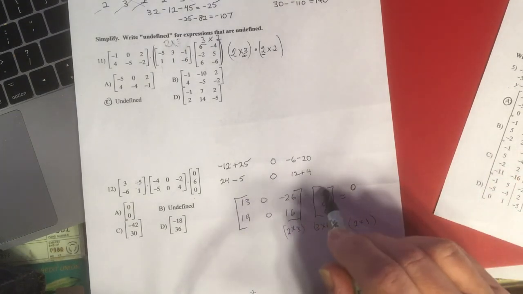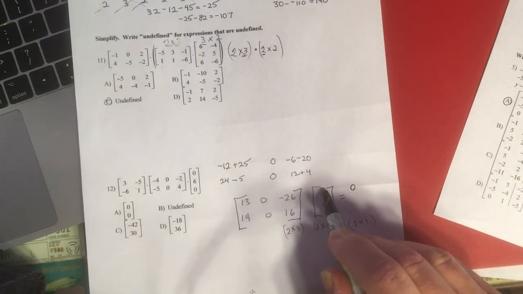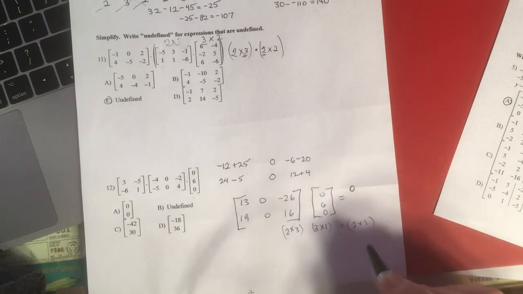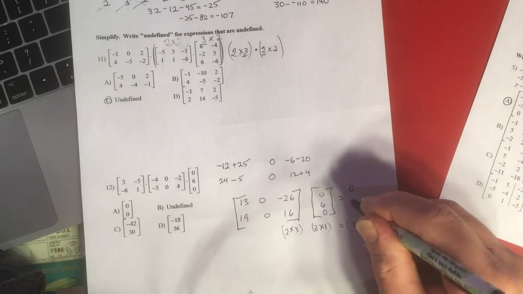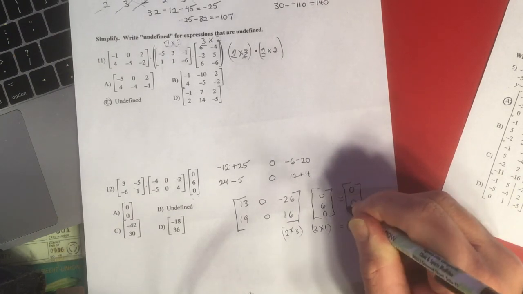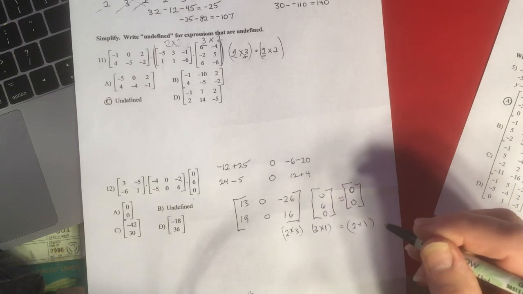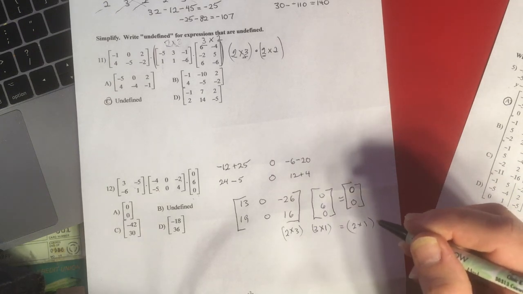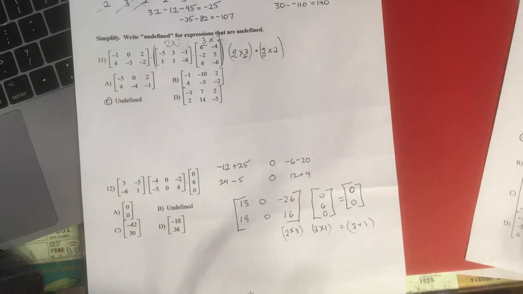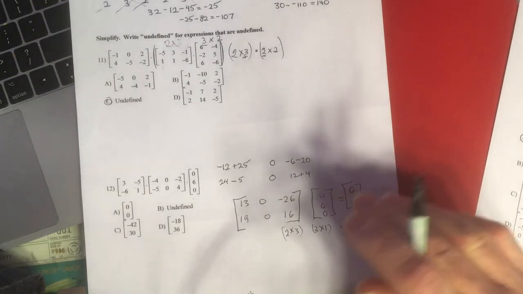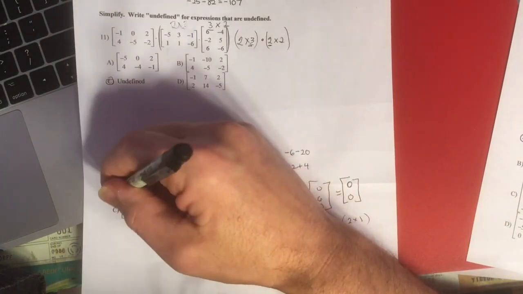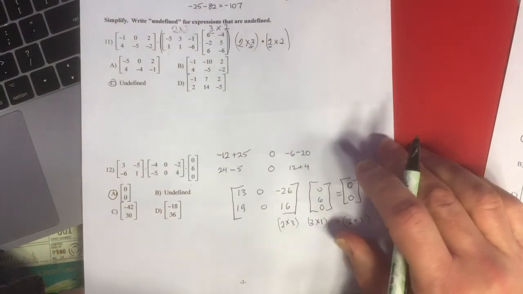Let's see how that works. I did this. Now I have to do this. 19 times 0 is 0. 0 times 6 is 0. 16 times 0 is 0. Add them all up. That says 0. And I've run out of things to multiply and add together, which is what we would hope. I get a 2 by 1 matrix, and that 2 by 1 matrix is 0, 0, which I have here as answer A. So that is the solution to number 12.